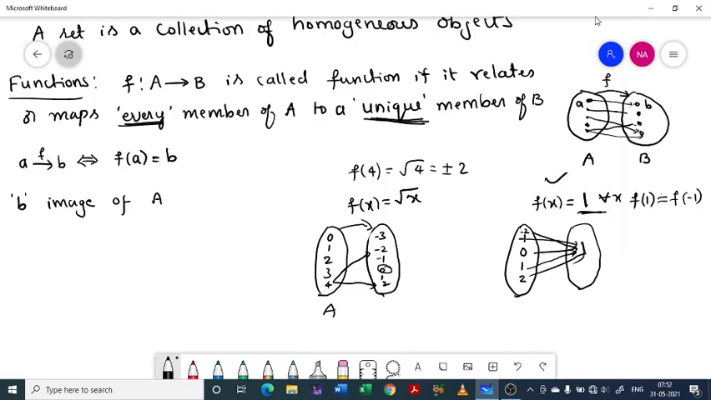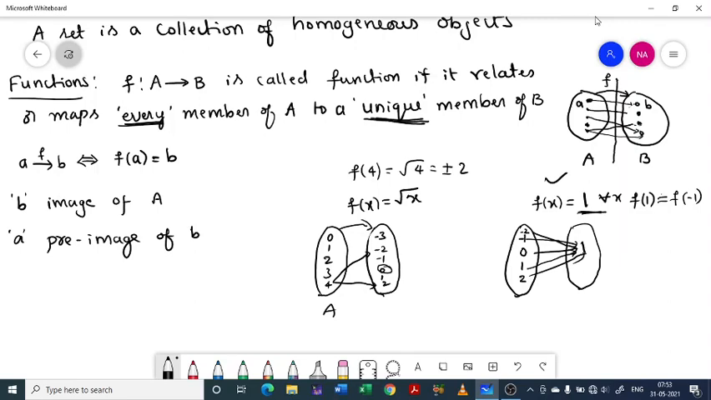You can imagine this F as a function, like a mirror kept between these two sets. Now the image of A is B, so B is called the image of A. And what is A? A is the pre-image of B. This is about image and pre-image.